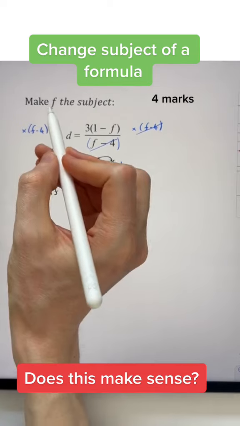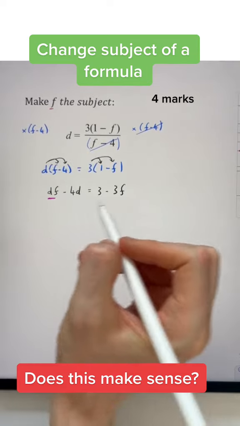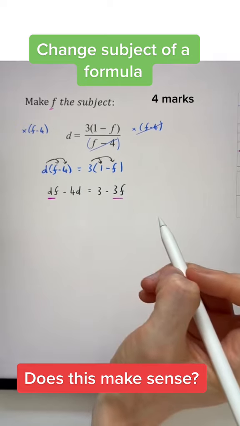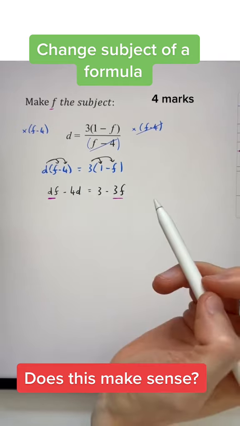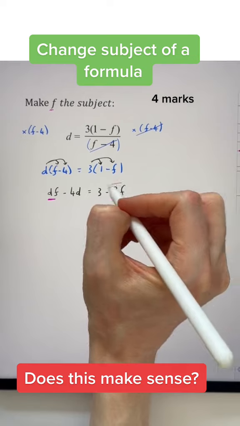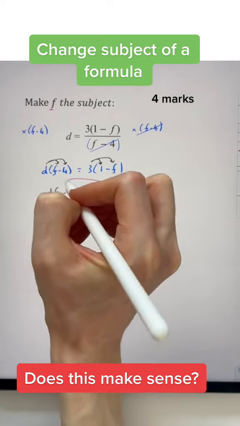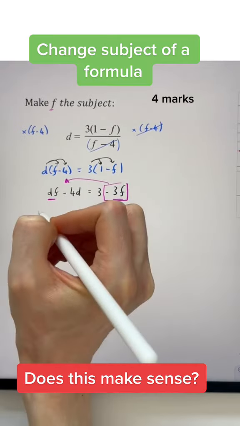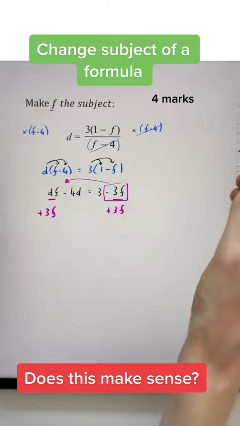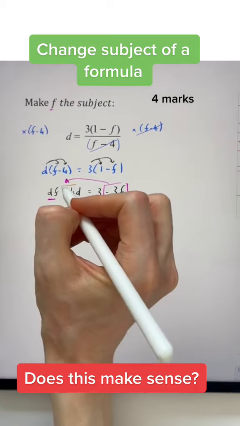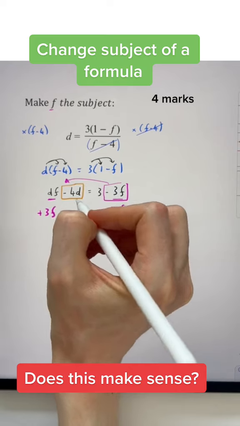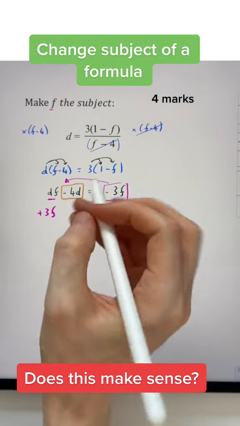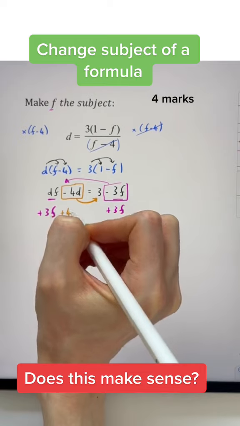As we want to make f the subject, I currently have df on the left-hand side, and I've got negative 3f on the right-hand side. As I want f to be positive, I'm going to bring the negative 3f across to the left. By doing the inverse, the opposite of minus 3f is to add 3f to both sides. At the same time, I notice I can move the minus 4d, that does not have the letter f, to the right-hand side. By doing the inverse, opposite of minus 4d will be to add 4d to both sides.